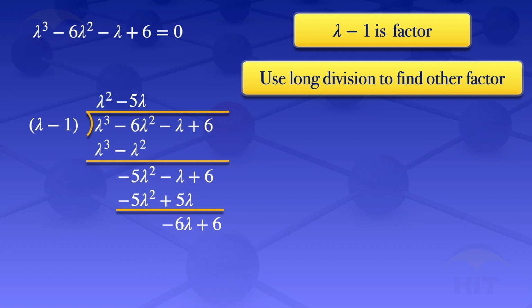The leading term there is minus 6 lambda divided by lambda, then we have minus 6. Then the minus 6 multiplied by lambda minus 1 gives us minus 6 lambda plus 6. When you subtract, we get a 0. So what we have above there is the other factor, lambda squared minus 5 lambda minus 6. Our equation will therefore become lambda minus 1 multiplied by lambda squared minus 5 lambda minus 6 is equal to 0.